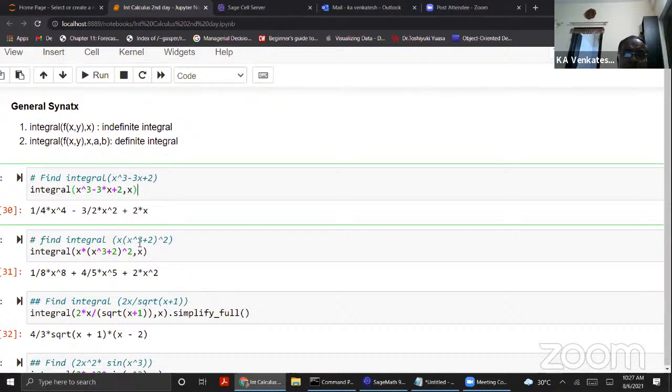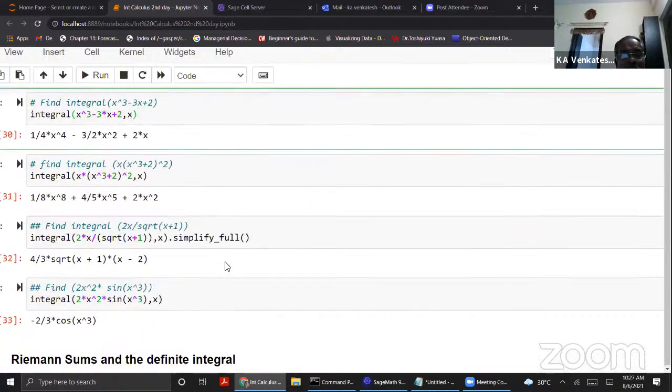How do you do it? First expand it, then multiply by x and integrate it. The power rule will give it this way.